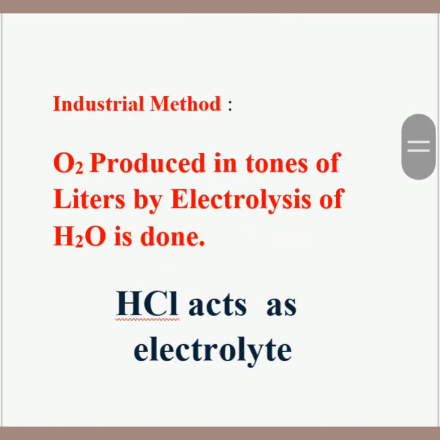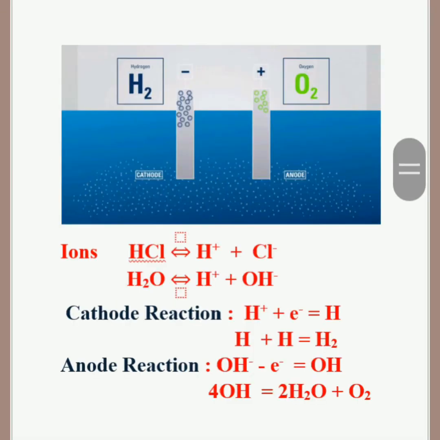Let us now see the industrial method of oxygen production. Unlike in the laboratory, industry requires tons of liters of oxygen, and one of the handy methods to produce such a huge amount of oxygen is the electrolysis of water. Hydrochloric acid in this case may be taken as electrolyte. Dissociation into ions is in the form shown in the picture. Hydrochloric acid produces hydrogen ion and chloride ion, and also dissociates water into hydrogen ion and hydroxyl ion.